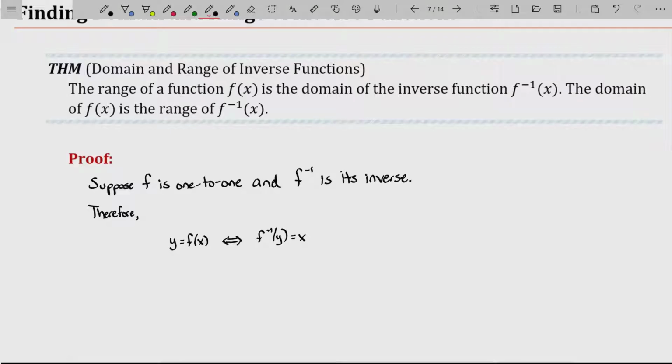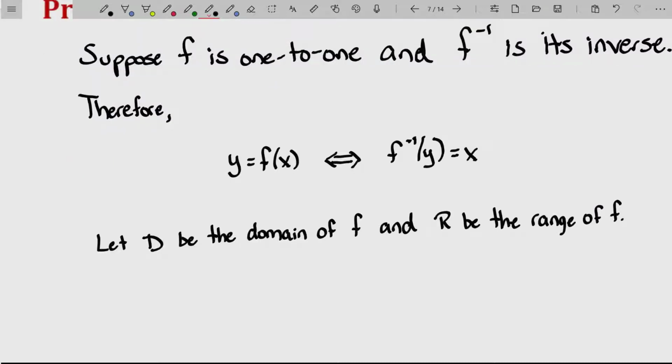So the theorem says that the range of our function is the domain of the inverse function, and the domain of our function is the range of the inverse function. That's a mouthful. I'm going to go ahead and start with the second part of that. I'm going to start by defining the domain and range of f. I'll let D stand for the domain of f, and R stand for the range of f. Again, I'm not really making any assumptions here. I just need a name for the domain and a name for the range.